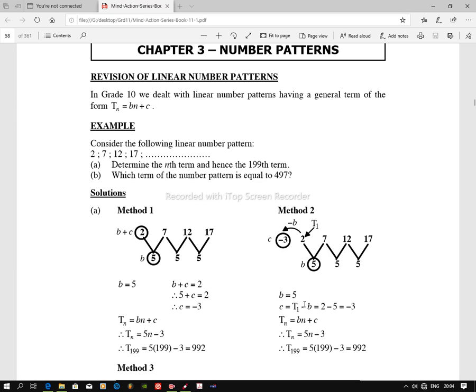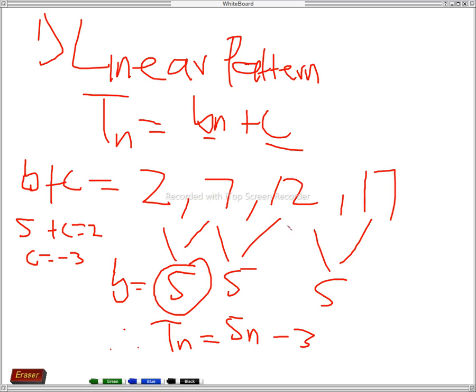So when we proceed with this, we are given n. Understand? This is n, and therefore they want the value of this term there. So we are just going to substitute 199 for n.